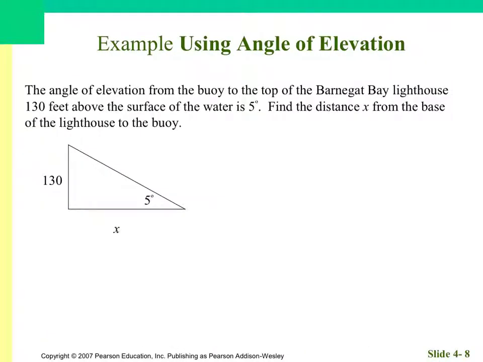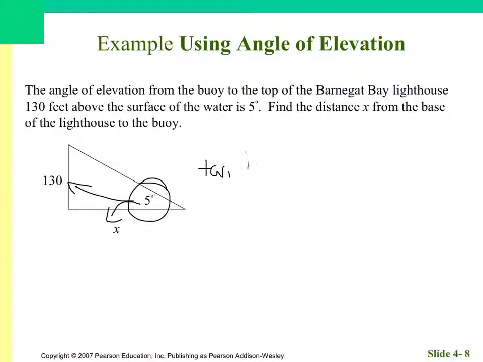So the angle of elevation from the buoy to the top of the Barnegat Bay Lighthouse, 130 feet above the surface water, is 5 degrees. I don't even know how to pronounce that, if someone does. Find the distance from the base of the lighthouse to the buoy. So we have adjacent and opposite. So tangent of 5 degrees.